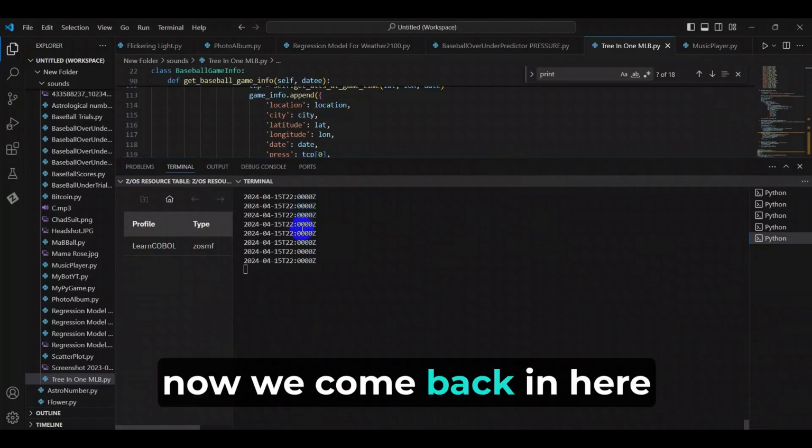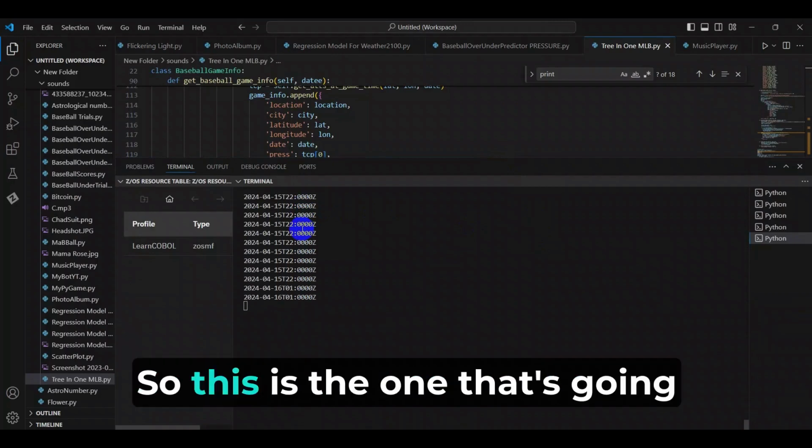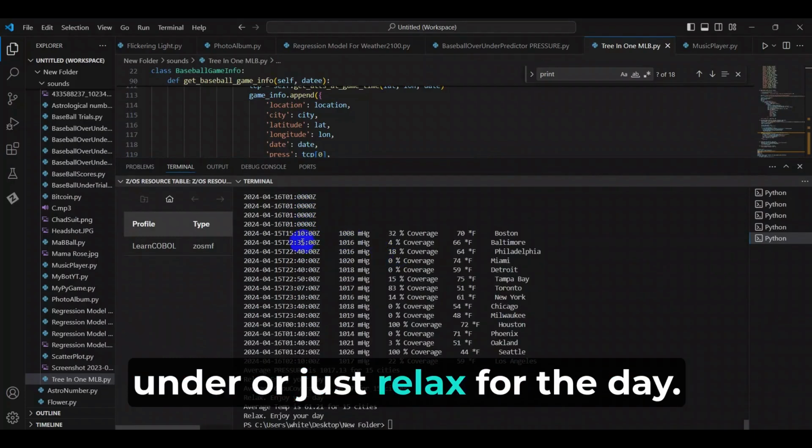All right, now we come back in here and we run our other program. This is the one that's going to tell us whether we should bet under or just relax for the day.